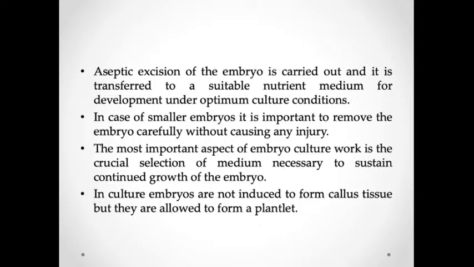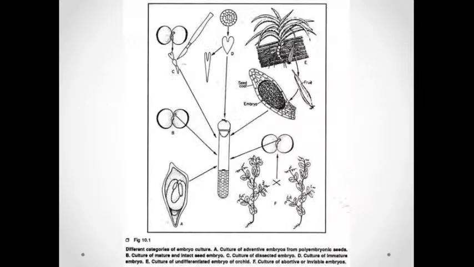So aseptic excision of the embryo is carried out, which is then transferred to a suitable nutrient medium for development under optimal culture conditions. In the case of small embryos, it is important to remove the embryo carefully without causing injury. The most important aspect of embryo culture is the crucial selection of the medium necessary for the sustained, continued growth of the embryo. In cultured embryos, they are not induced to form callus tissue, but are allowed to form a plantlet.